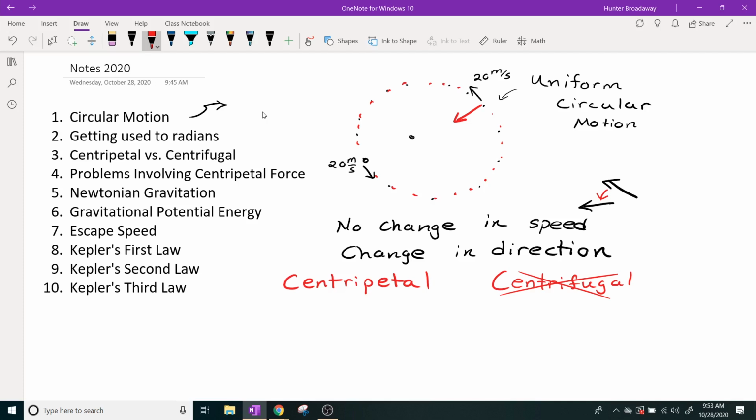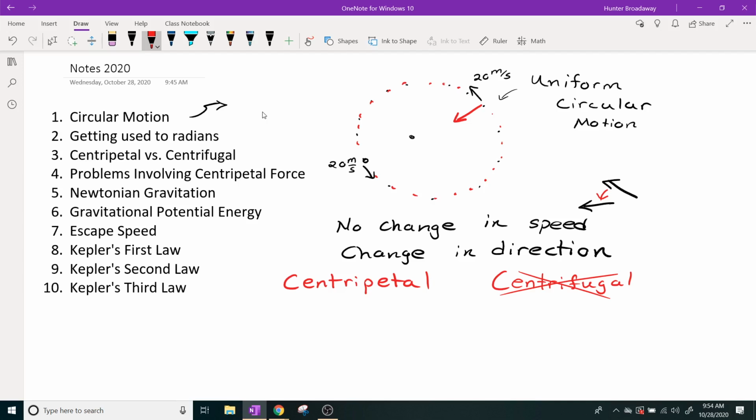Okay. So centripetal would be a center-seeking force. It always wants to go inside the circle. The centrifugal force would be the opposite. It would be a force that goes outside of the circle. Okay, so there is a Newton's third law that goes along with this, and I'll show you guys where centrifugal force comes into play.